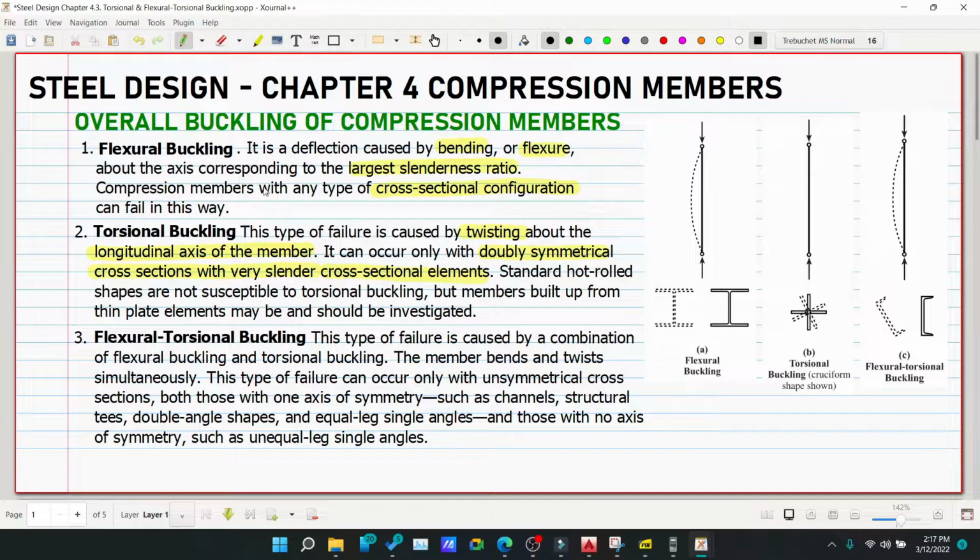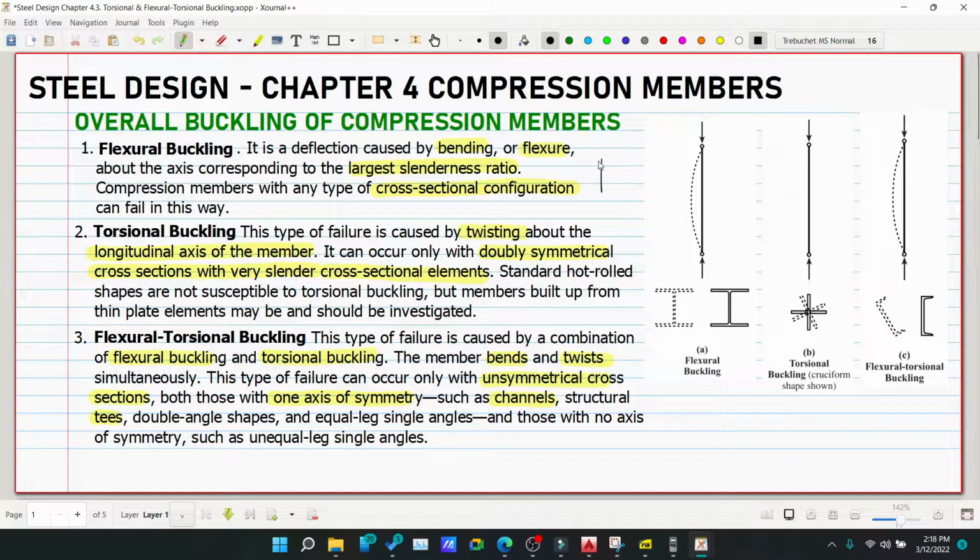So, yung last is yung flexural-torsional buckling. This type of failure is caused by a combination of flexural buckling and torsional buckling. Mangyari dito, yung member natin will bend and twist simultaneously. This type of failure can occur only with unsymmetrical cross-sections, both those with one axis of symmetry. Yung mga example ng one axis of symmetry is yung channel, saka yung mga structural tees.